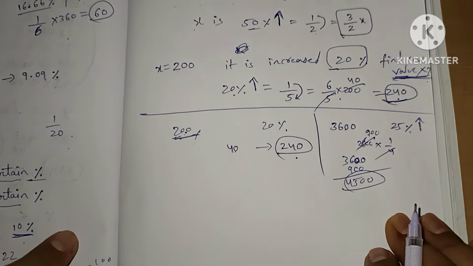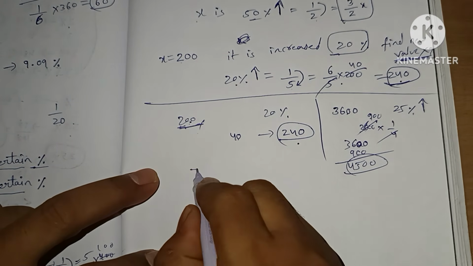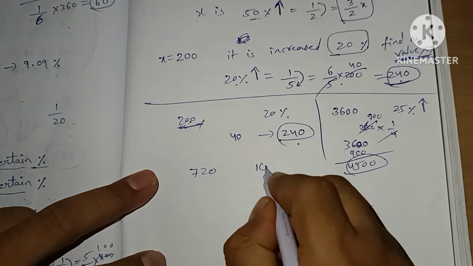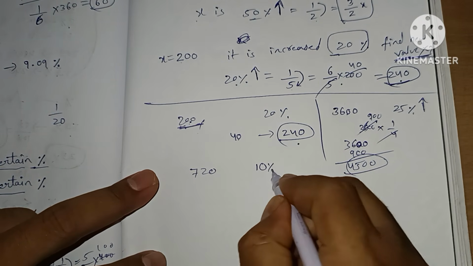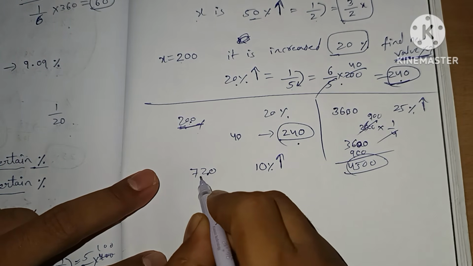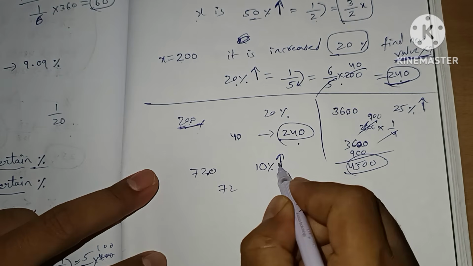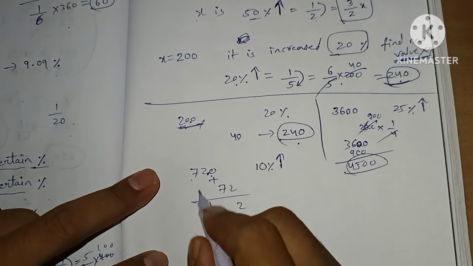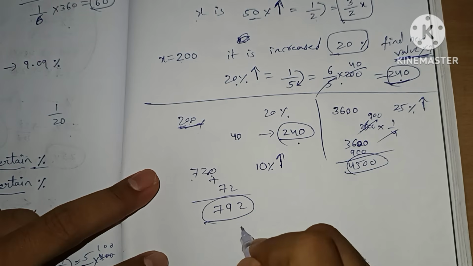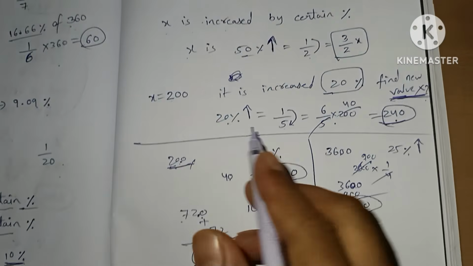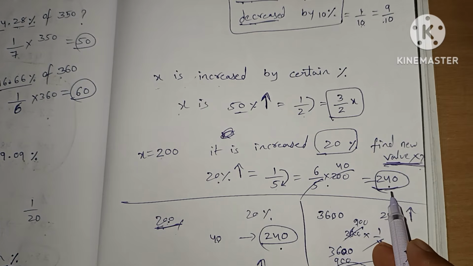Let's see another example. 720 is increased by 10 percentage, then 10 percentage value is 72. Increased means 720 plus 72, 792. This is the answer. Okay, this is mind calculation and this is the traditional method.